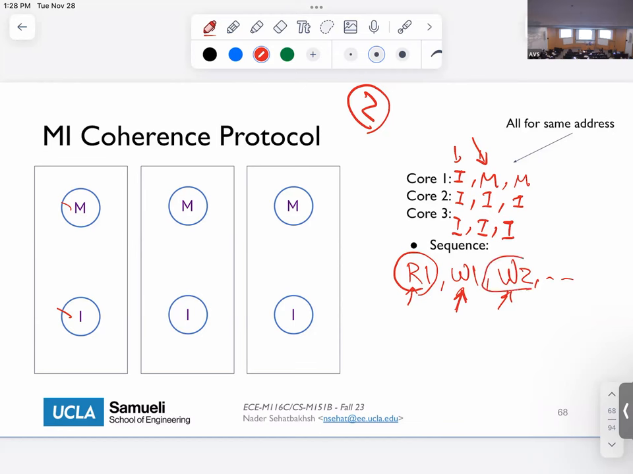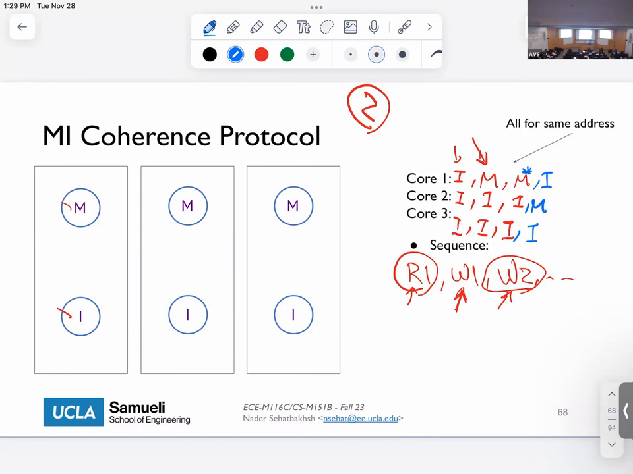Now let's say that we have a write by core number two, okay? At this stage, since the other core wants to update this value, core number one has to go to the invalid state because the value that it has is no longer a correct copy. So it has to evict this content from its own cache. On the other hand, core number two goes to the M state and core number three stays in the invalid state. One important thing here is that if there is any write back happening, the write back should happen at this point as well, because the copy needs to be updated to the main memory, okay?